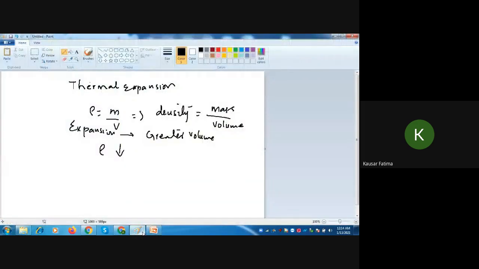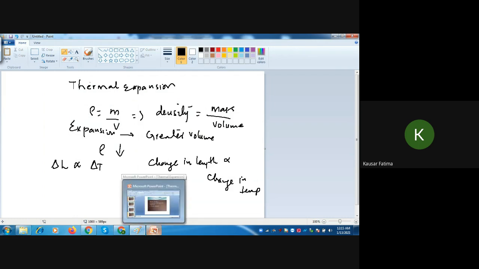Means change in length, delta represents change. Delta L is directly proportional to delta T. Greater increase in length is directly proportional to rise. Rise means change, so change in temperature. Okay, in the same way, that also depends upon the initial length and the type of the substance.